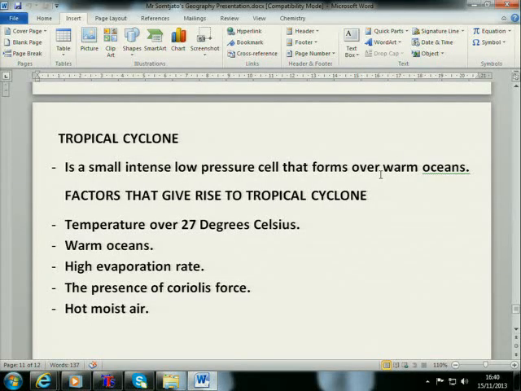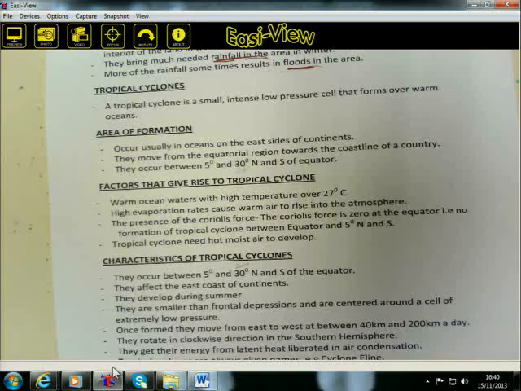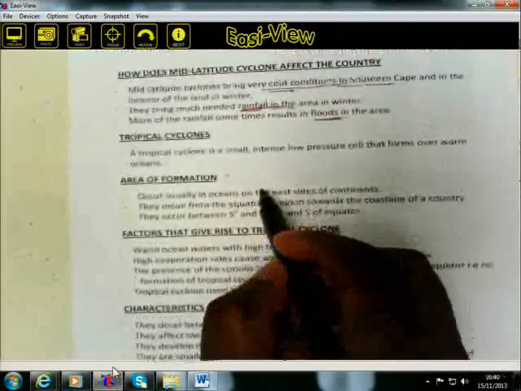Let us look into the place of origin of the tropical cyclone. The place of origin.